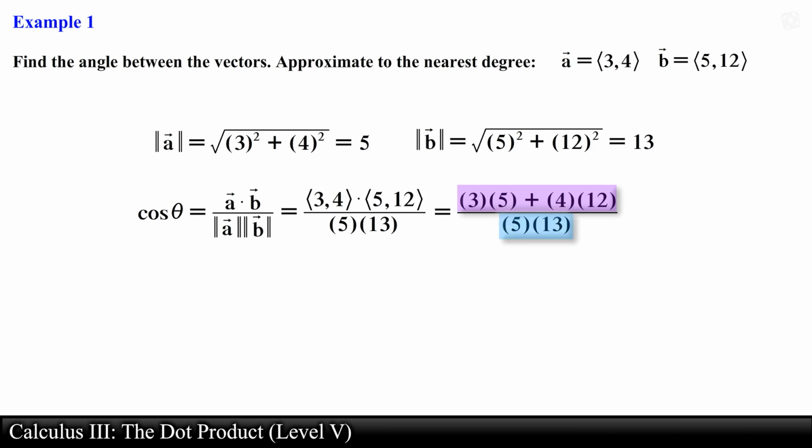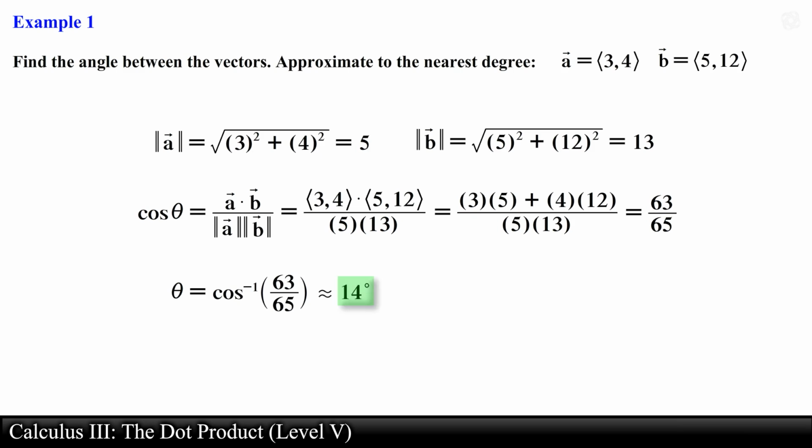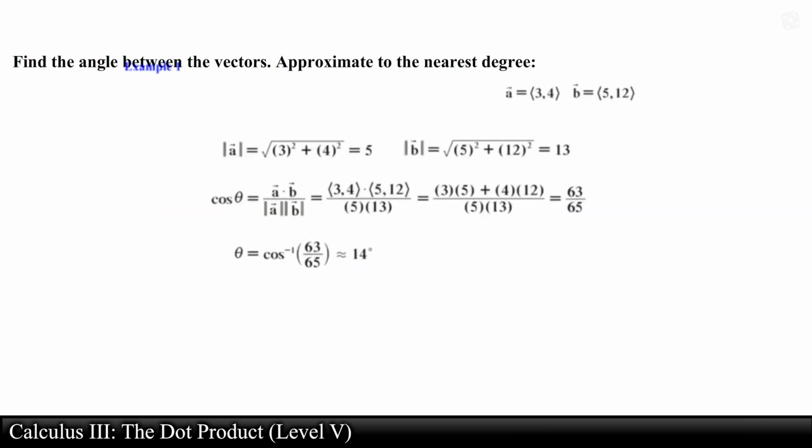Simplifying the numerator and denominator, we obtain the following value for cosine of theta. Finally, it is just a matter of solving for the angle. So we take inverse cosine of both sides. Simplifying the expression and rounding to the nearest degree, we obtain 14 degrees. So this is the measure of the angle between vector A and vector B. Let's try another example.